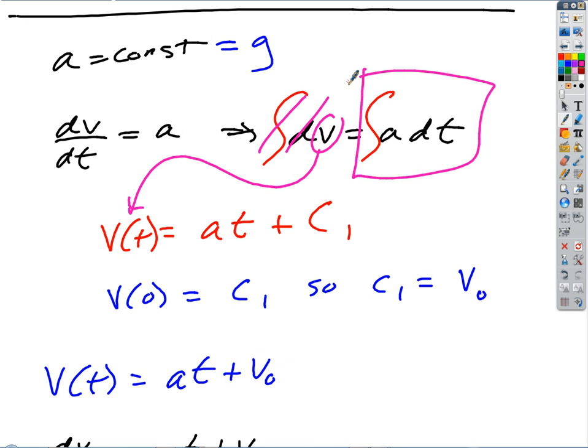And we could even replace that a with a g if we want to be specific. But we just used a, just the case of constant acceleration, which is more useful because that applies to any situation with constant acceleration. But we could call it g if we want to also. And then we just end up with answers in terms of little g, acceleration of gravity.